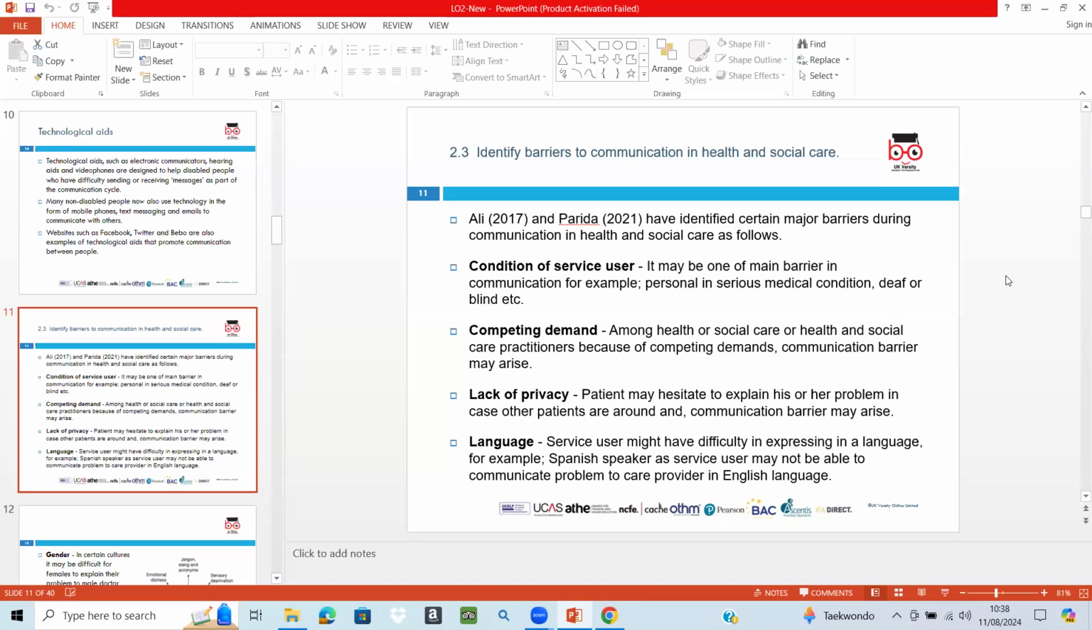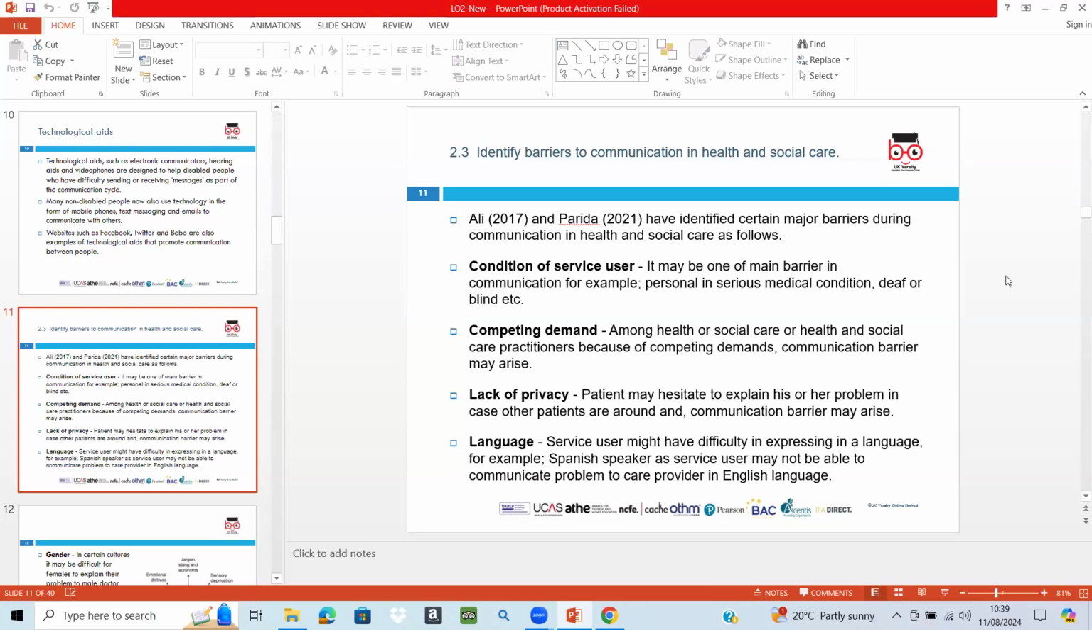Then we have lack of privacy, right? A service user may be reluctant to share personal information if they feel they don't have privacy. For example, a service user might withhold important health details if they are being interviewed in a busy open area. So ensuring a private, confidential setting is essential for effective communication.